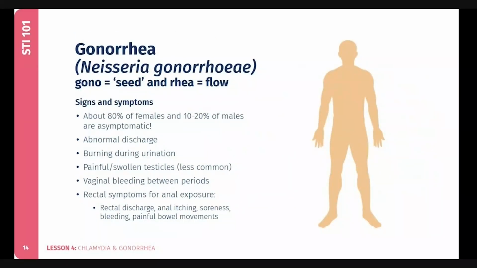Now let's talk about gonorrhea. Gonorrhea is caused by the bacterium Neisseria gonorrhoeae. The name gonorrhea is Greek in origin. Gono comes from the Greek word gon, meaning seed or generation. This is also why the ovaries and testes are called gonads.